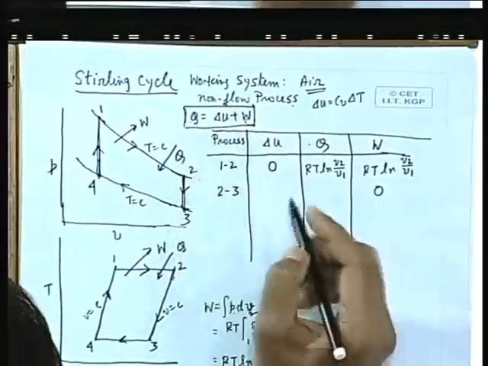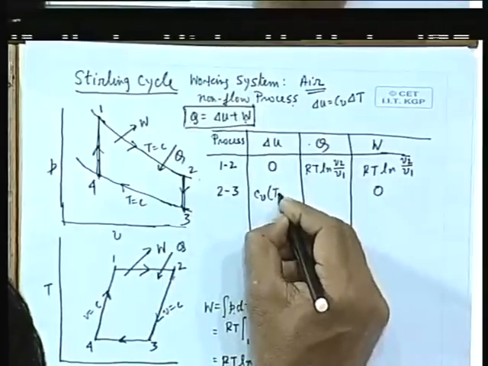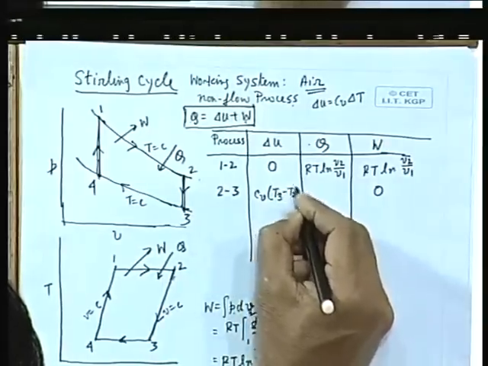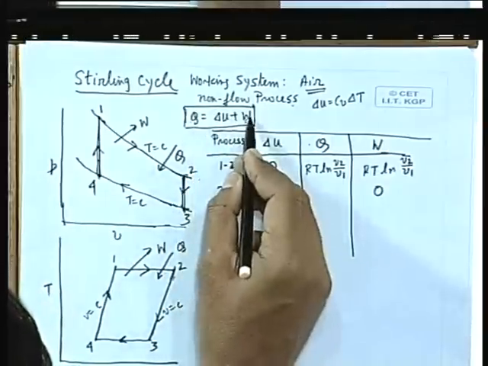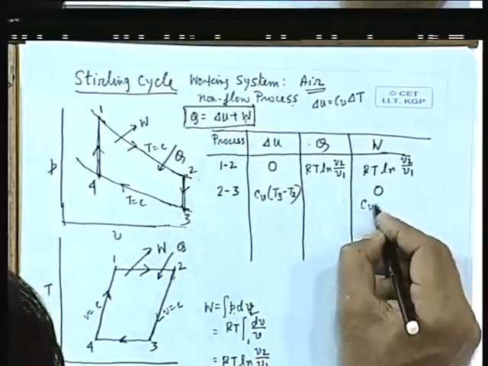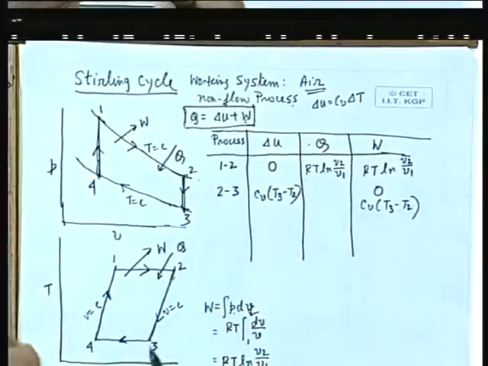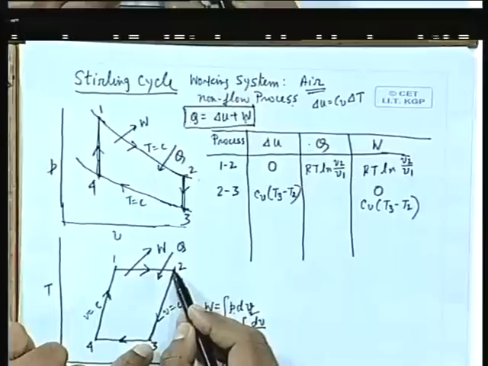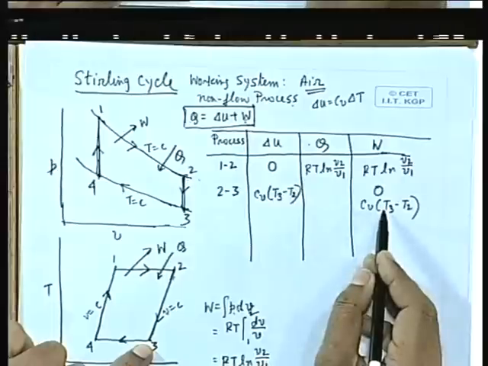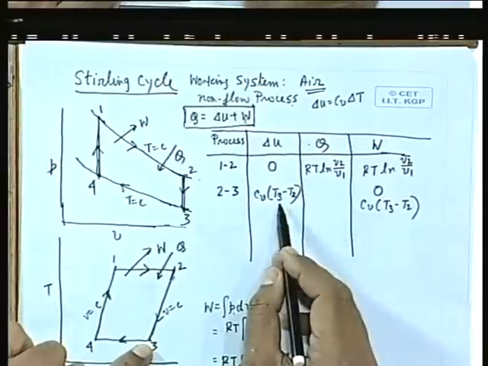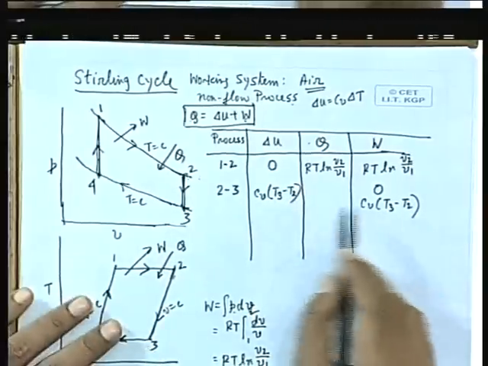It is very simple, and delta U, as usual for an ideal gas, is Cv into the change in temperature, T3 minus T2: Cv (T3 minus T2). Q is equal to delta U since W is 0. So Q will also be Cv (T3 minus T2). From the TS diagram, T3 is less than T2. So this is negative, which means the internal energy has decreased, but we are more bothered about W and Q.